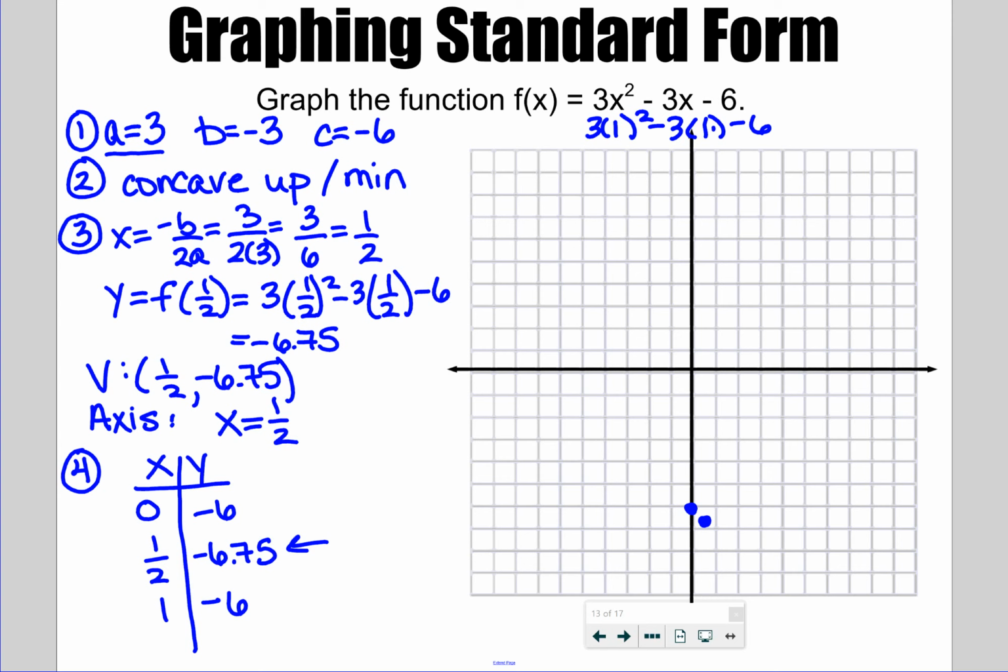0, -6 is on the left side. It was smaller. 1, -6 is on the right side. It was bigger. And then from there, we can sketch. Try to create a smooth curve when you graph these. Oops. And it's going to look something like that. Sorry, that one's a little wobbly.